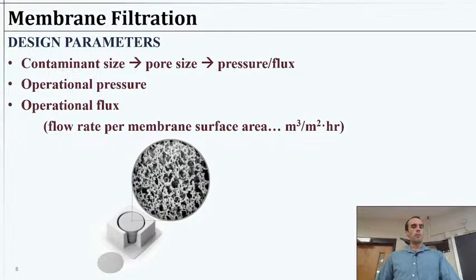Okay, so we'll talk a little bit more about that scale up in a moment, but first, a few of the design parameters we want to consider would really be, first of all, the contaminant size. What are we trying to remove? Sometimes we might simply be trying to remove large particles that are going to get in the way of an industrial process, right? Maybe we're taking river water and pumping it into trucks that are going to be used to go clean the streets.